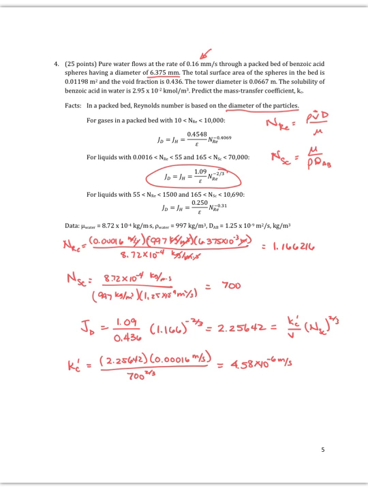Now this is for Kc prime. Yes, you could go through and use the natural log of concentrations, but I didn't actually give you enough information to do that. So therefore we're stuck with that we must assume that Kc and Kc prime will not be all that different, which is correct if it's a dilute system. And so therefore 4.58 times 10 to the minus 6th meters per second is my answer for either Kc or Kc prime.